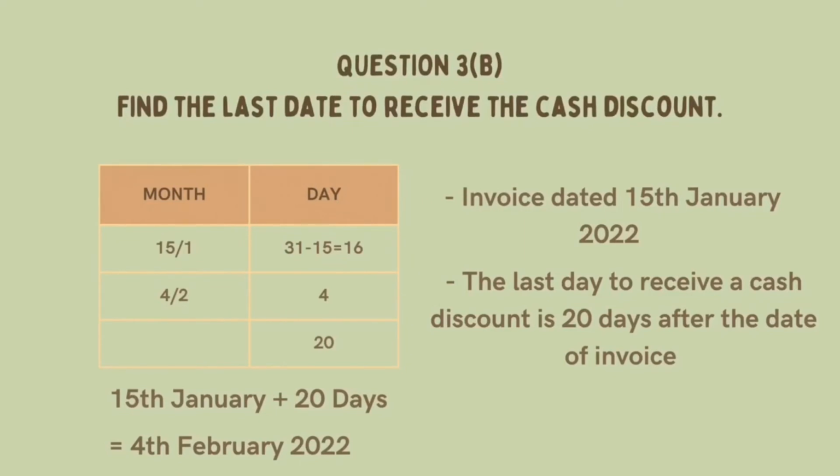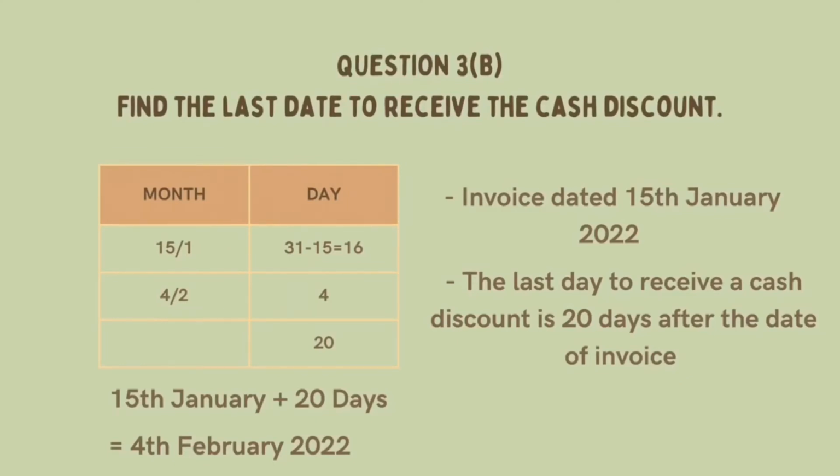Question B. Find the last date to receive the cash discount. The information that we already know is that the invoice received dated 15th January 2022 and the last day to receive a cash discount is 20 days after the date of invoice. Why? This is because from the previous question we already know that entitled to no cash discount if payment is made between the 21st day up to the 30th day after the date of invoice. This automatically make the 20th day after the date of invoice to be the last day to receive the cash discount. What are we going to do now?